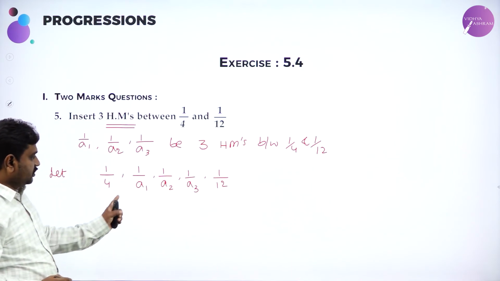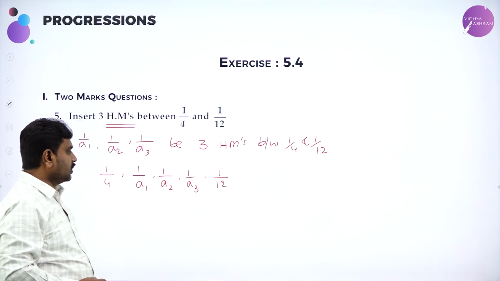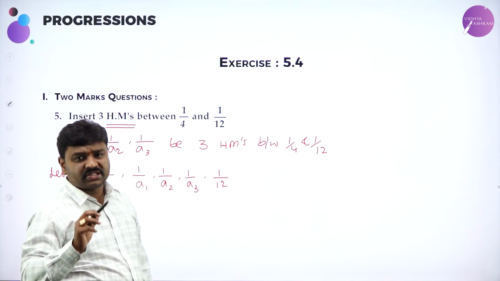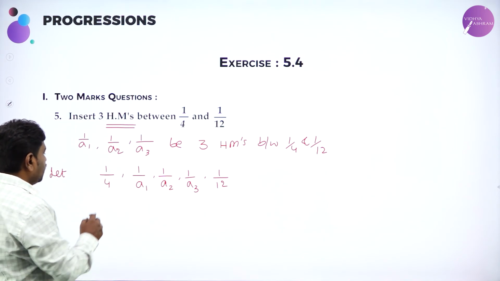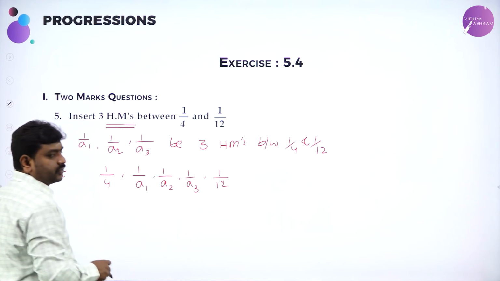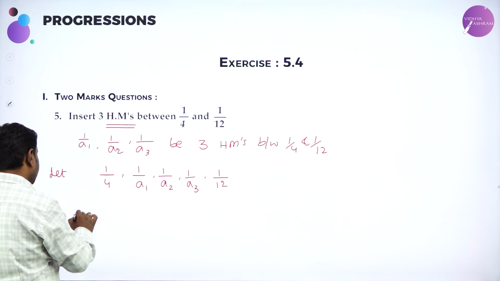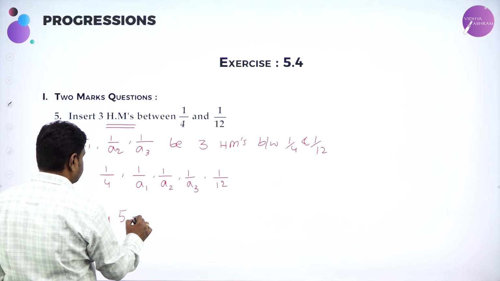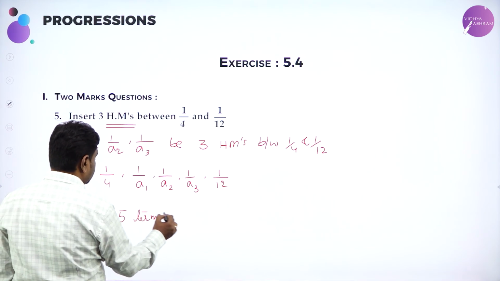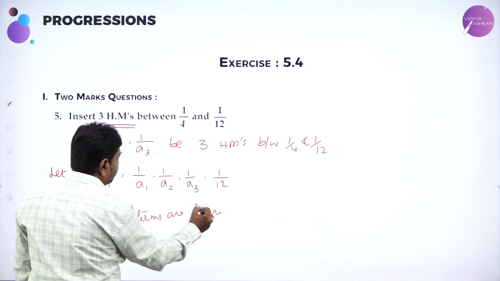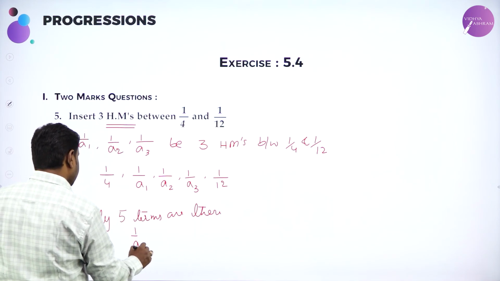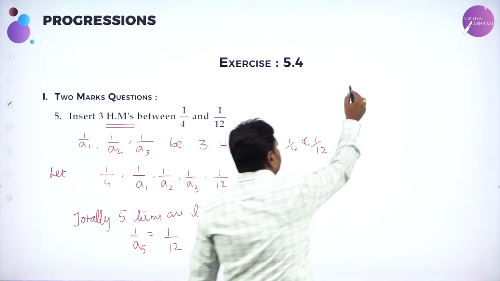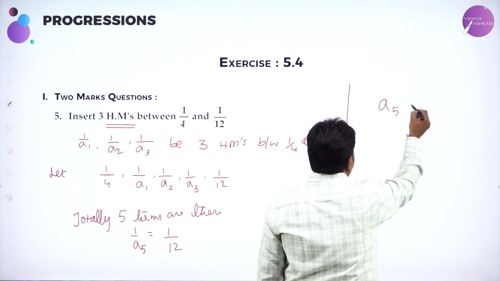So now these are the three HMs between these two. Now what should we do? We have to use the general term formula. What is the general term formula? An is equal to a plus n minus 1 into d. There are 1, 2, 3, 4, 5 terms. So in these 5 terms, the fifth term is 1 by a5, which is 1 by 12. So only the denominator, a5 is 12.